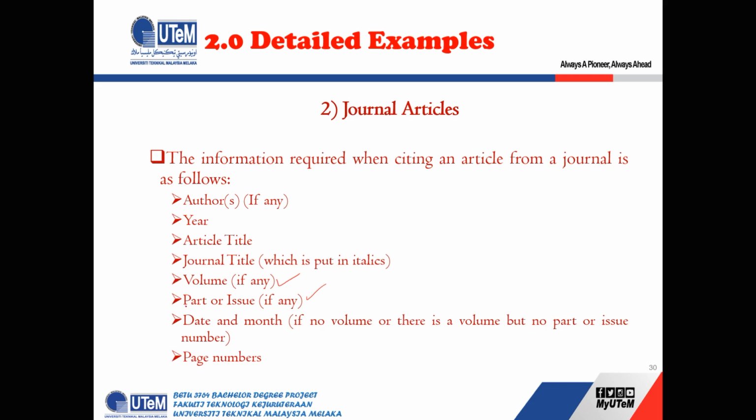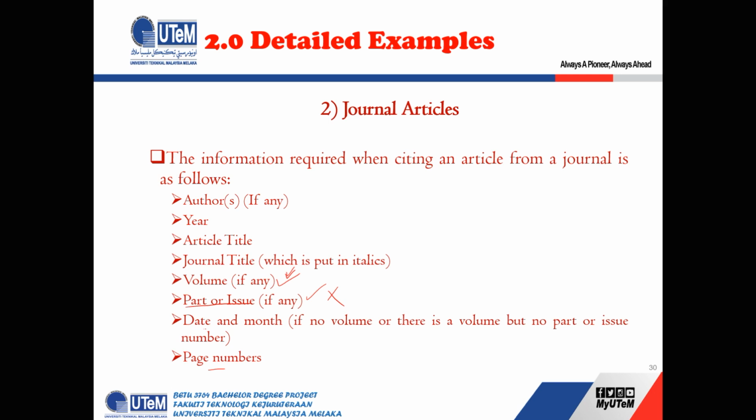For example, some of the journals don't have the part or issue, but volume mostly they have. So this one will be there always. This one sometimes may be there, sometimes not there. Date and month, if no volume, or there is a volume but no part or issue number. So if there is no volume, then we will have the date and month of the journal and the page numbers. So page numbers are also important, because the article is published in the journal.